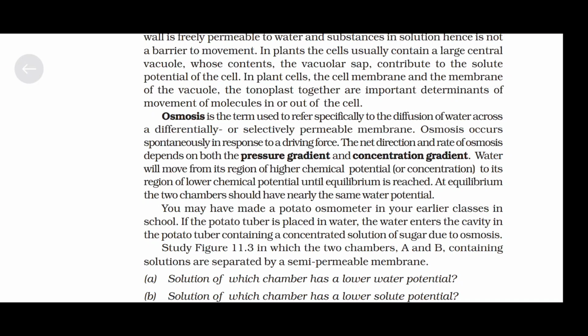Osmosis is the term used to refer specifically to the diffusion of water across a differentially or selectively permeable membrane. Osmosis occurs spontaneously in response to a driving force. The net direction and rate of osmosis depends on both the pressure gradient and the concentration gradient. Water will move from its region of higher chemical potential or concentration to its region of lower chemical potential until equilibrium is reached. At equilibrium, the two chambers should have nearly the same water potential.